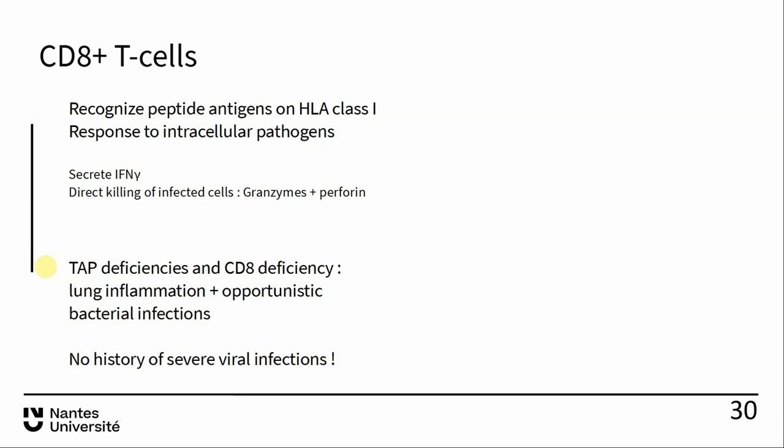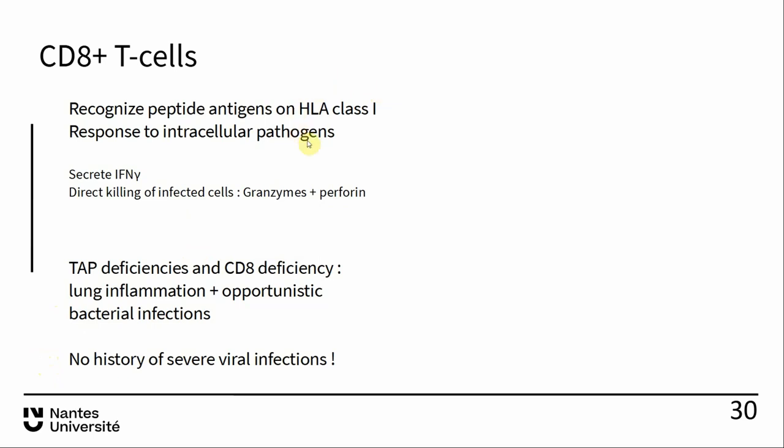So these people have problems with chronic lung inflammation and opportunistic bacterial infections. They don't have a history of severe viral infections. So that's kind of a bit of a surprise for me.